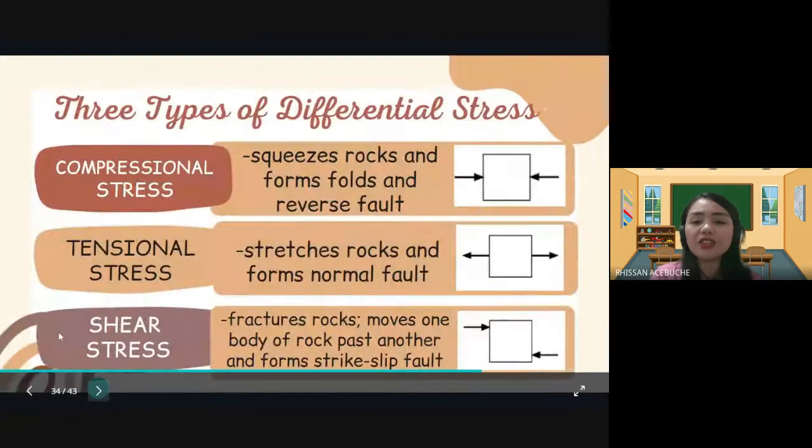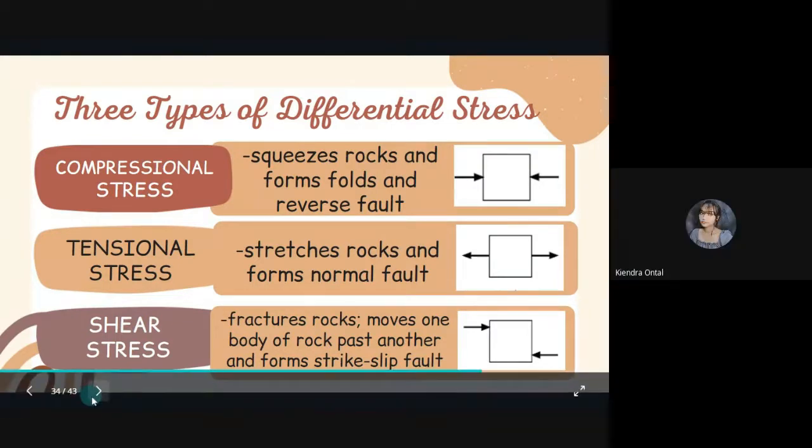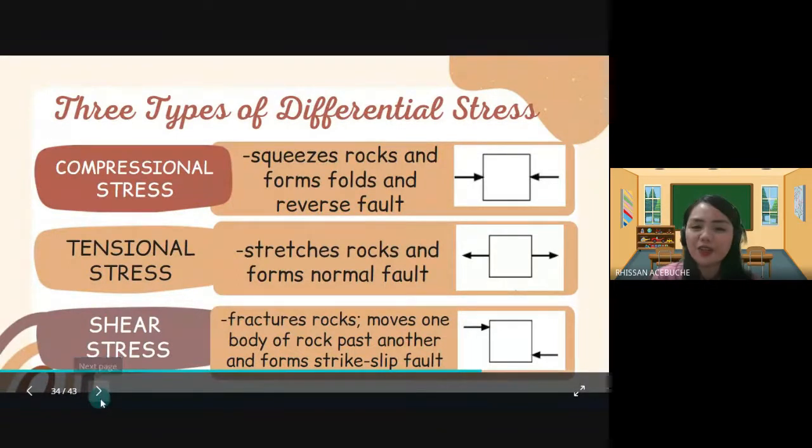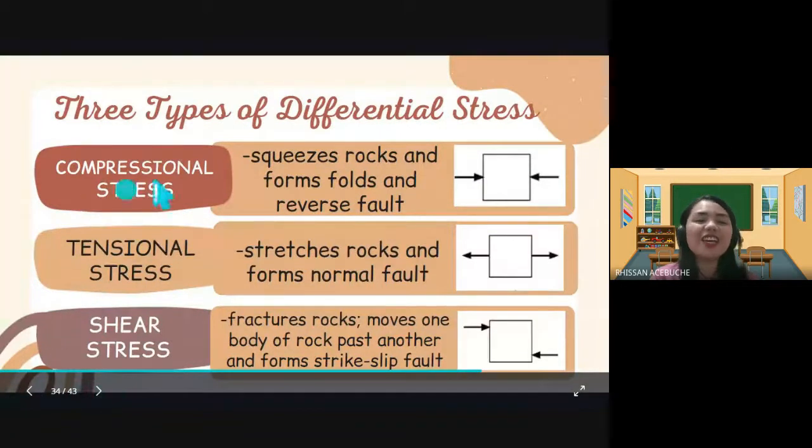Now let's relate it to your grade 10 lesson, right? What type of plate boundary do you think is related to these stresses? Can you tell me all of these plate boundaries? In compressional stress, it occurs at convergent boundaries. In tensional stress, divergent boundaries. And the shear stress at transform boundaries. That is right. Okay, very good. It means that you still remember your lesson in grade 10. Okay, so we're now done describing each of the differential stresses.